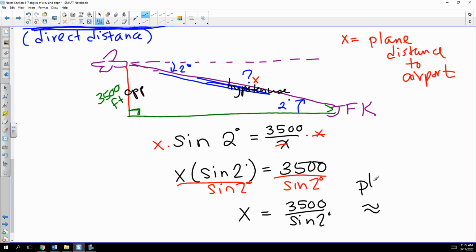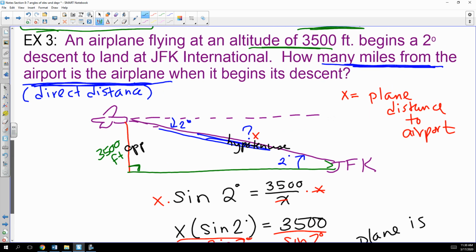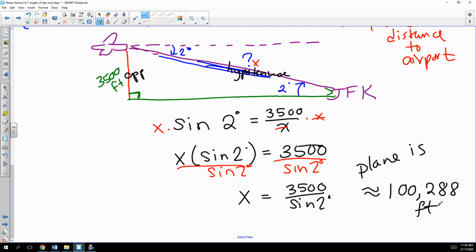So the plane is approximately 100,288 feet. We are in feet, right? From JFK.